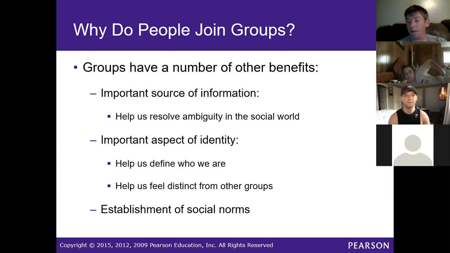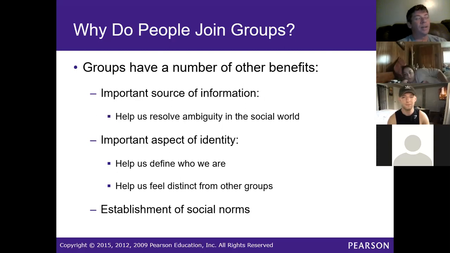They're an important source of information, as in they help us resolve ambiguity in the social world. If we don't know what's going on, we can rely on others who have more experience, more expertise, or have been in the situation longer. We can rely on them to be a source of information. It's also an important aspect of who we are, right? It helps us define who we are. So I am a member of the Cone group, the Cone clan, right? I have my wife, I have my children, and so on.